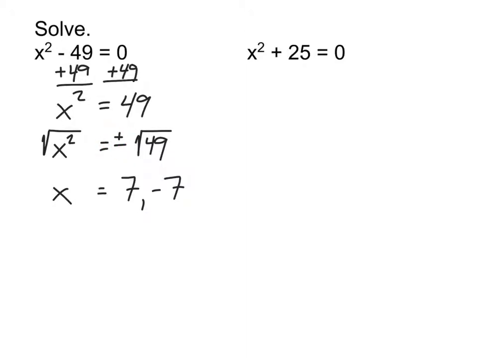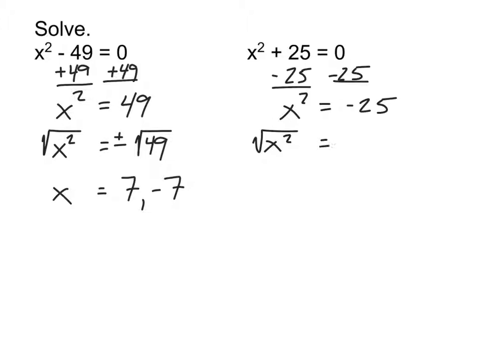All right, now we repeat the same process with the other problem as well. We try to get the squared part of the equation by itself, and so I subtract the 25 from both sides. In this case, though, x squared equals -25. But I can still proceed and take the square root of both sides. And when I take the square root of both sides, what do I need to remember to include? Plus or minus. Nothing's changed in that regard. We still have to include the plus or minus.